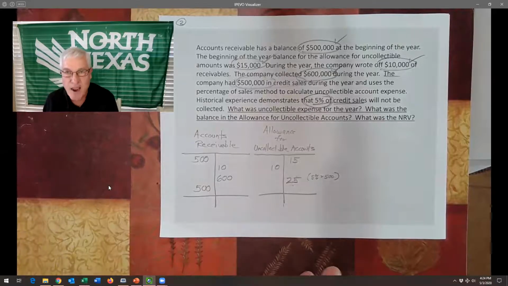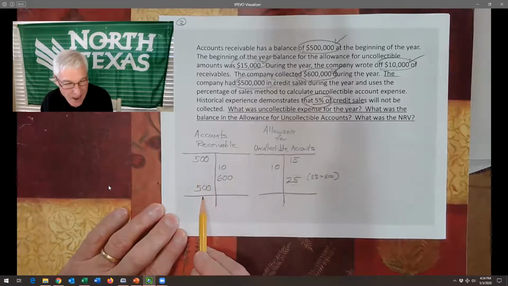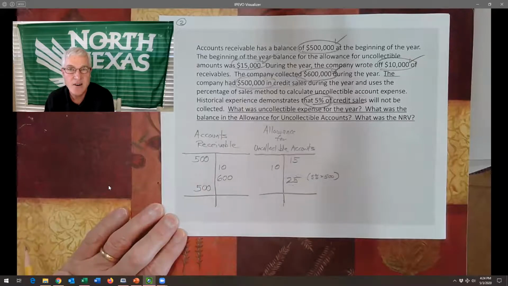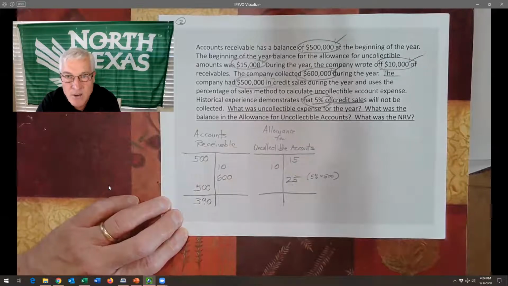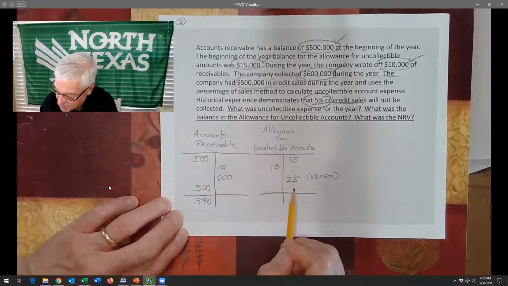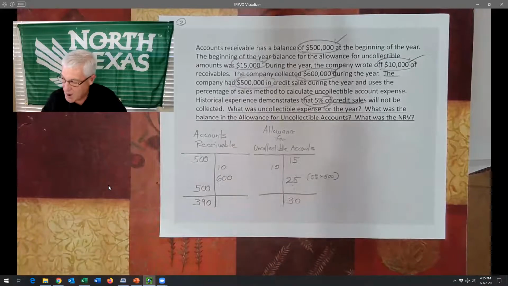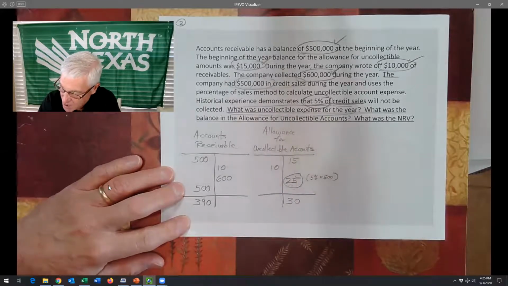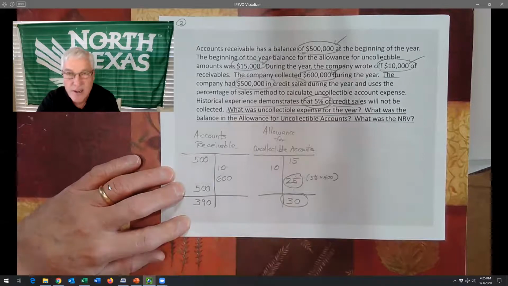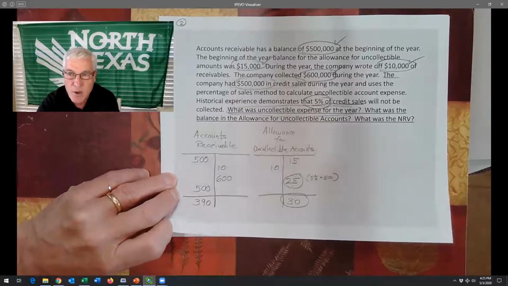Now we're just back to chapter one or two, adding up my debits and credits. This is the easy part. I've got $1 million in debits minus $610,000 in credits. That's easy math: $390,000 is my ending balance for accounts receivable. How about my allowance account? I've got 40,000 in credits minus 10,000, so I've got 30,000. Let's go answer the questions. What was uncollectible expense? 25,000. What was the balance in the uncollectible accounts? 30. When you see these multiple choice questions, any of these three could be fair game.